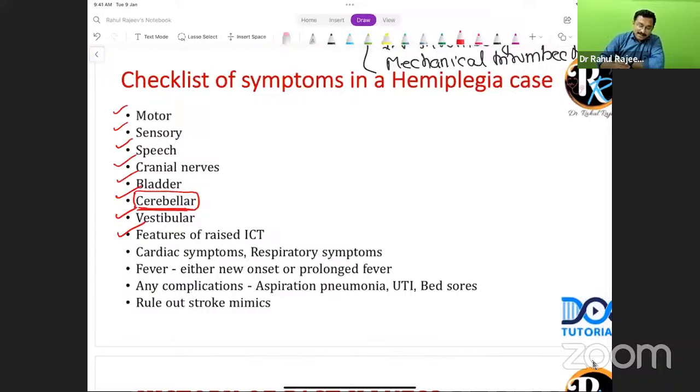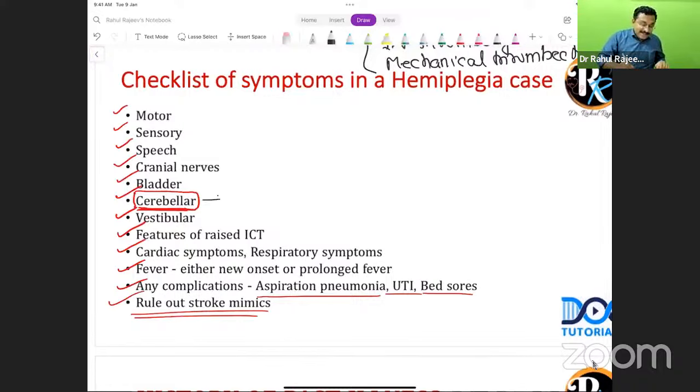Features of raised intracranial tension. Are there any cardiac symptoms, respiratory symptoms suggestive of aspiration pneumonia? Is there any fever, either a new onset fever due to aspiration pneumonia or a prolonged fever suggestive of infective endocarditis? Is there any complication, like I just told you, aspiration pneumonia, UTI, bed sore, and rule out stroke mimics. That is why you ask for cough, hemoptysis, neuro infections. All this is important. Okay, right.